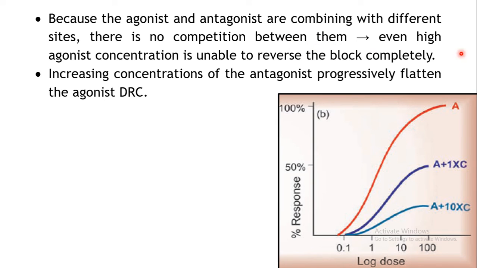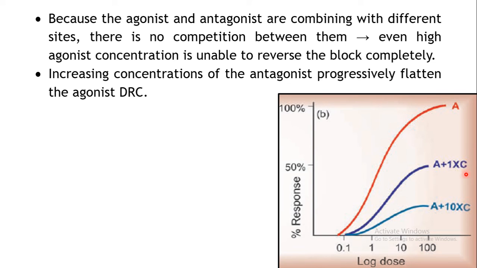And even if you increase the concentration of your agonist, it will not help, right? Because there are conformational changes. So this type of antagonism also cannot be reversed by increasing the amount of your agonist. As you go on increasing the concentration of your antagonist, again the shift of your DRC will take place towards the right hand side. This is the DRC of your agonist, and the DRC of the agonist in presence of your non-competitive antagonist.